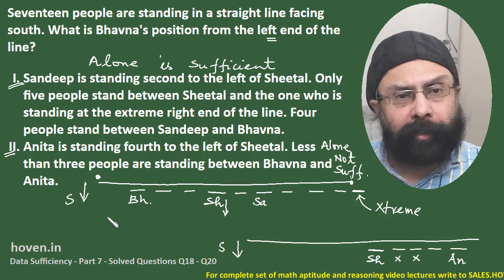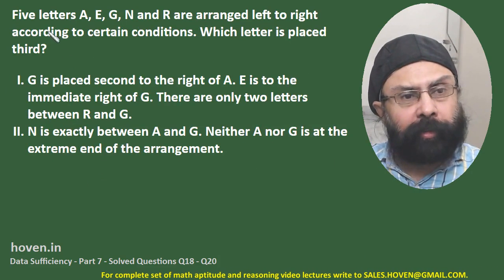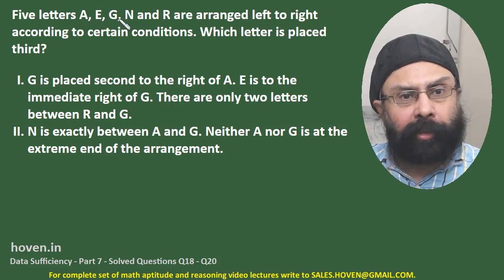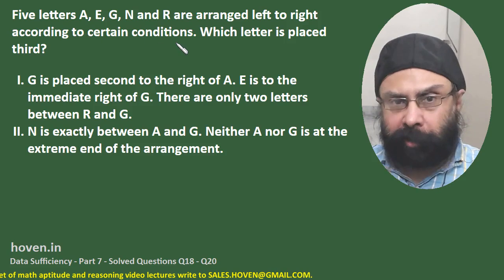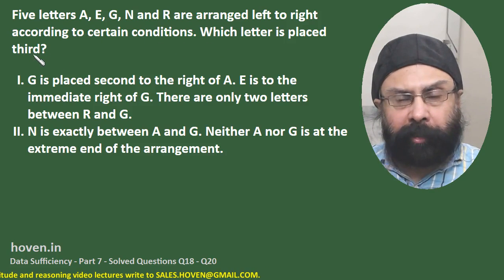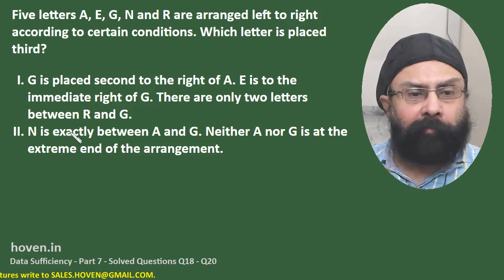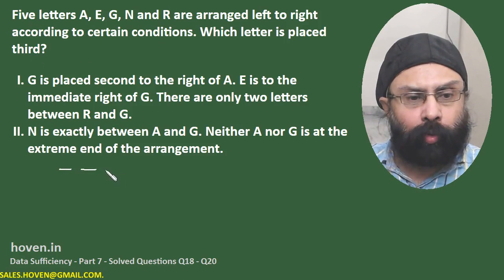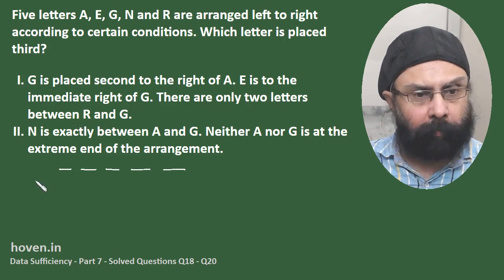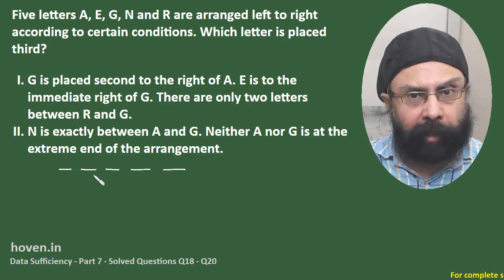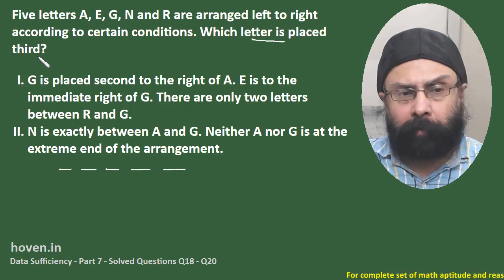Let us move to the next question now. This question says, 5 letters A, E, G, N and R are arranged left to right according to certain conditions. Which letter is placed third? Okay, let us draw 5. We'll draw 5 positions. 1, 2, 3, 4 and 5. In these 5 positions, 5 letters are arranged. Which letter is placed third?